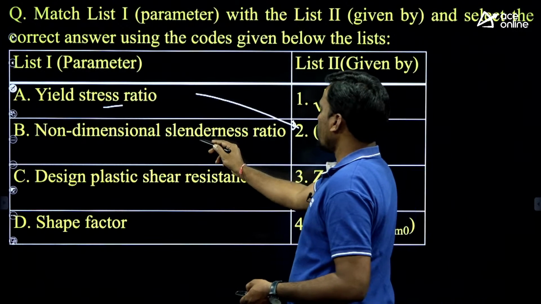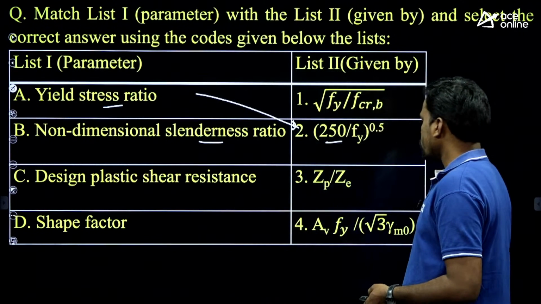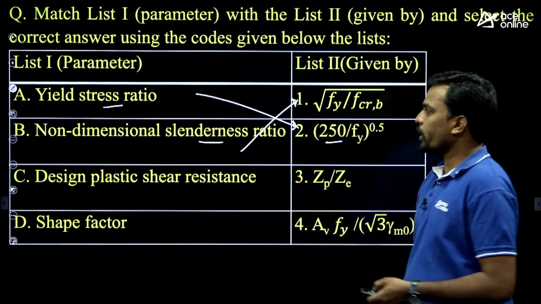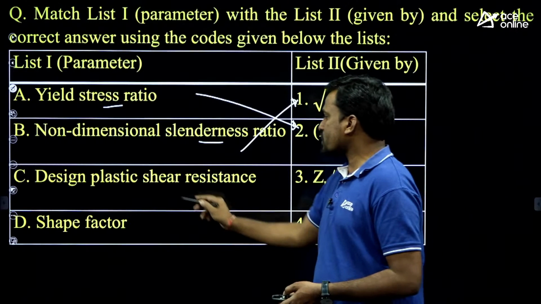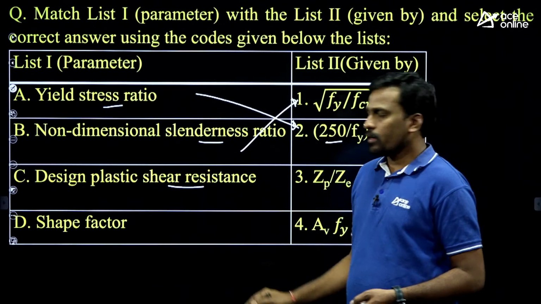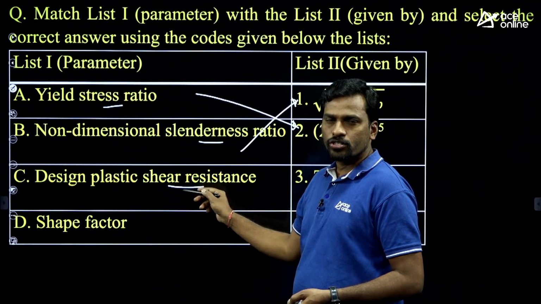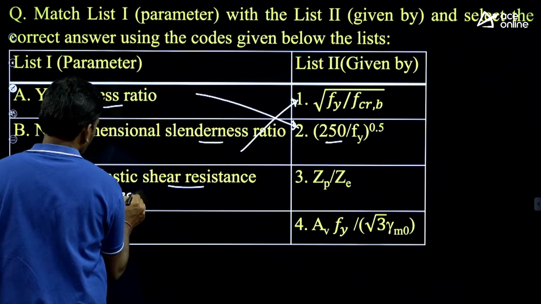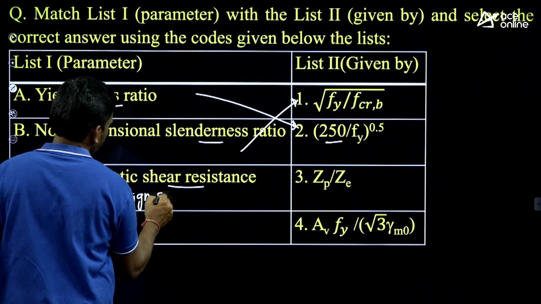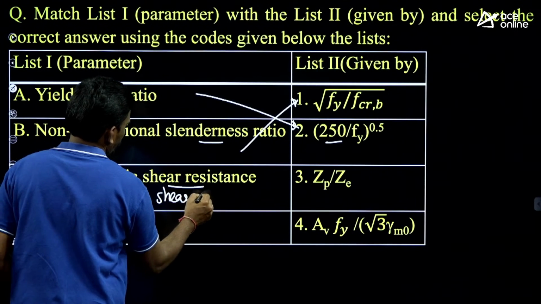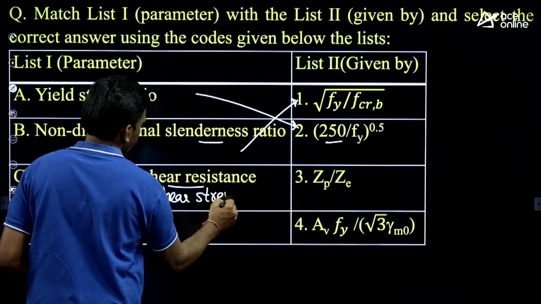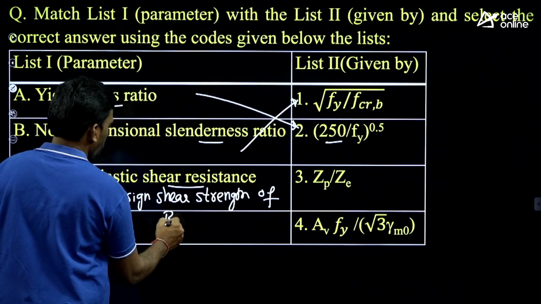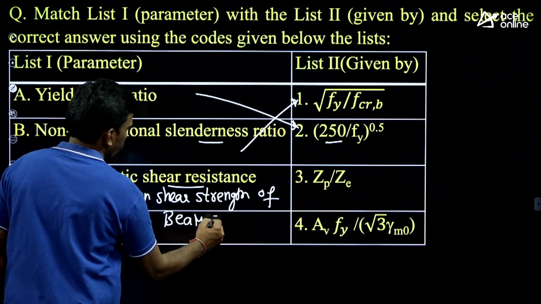Then here A2, the non-dimensional slenderness ratio. What is the non-dimensional slenderness ratio? Formula 1. And design plastic shear resistance. This is nothing but the design shear strength of beam section.